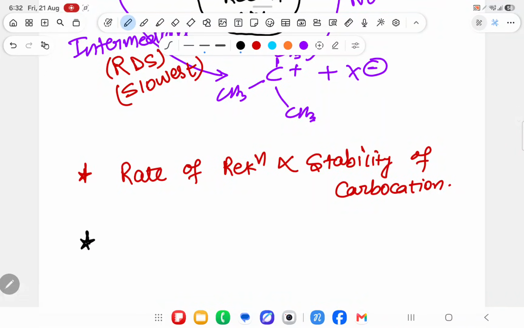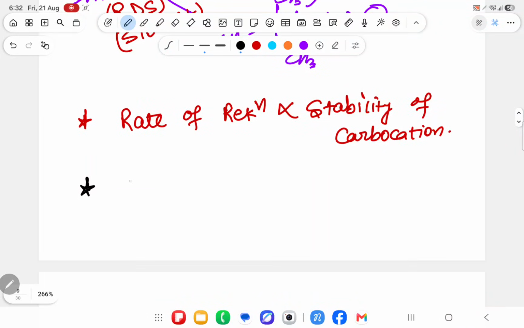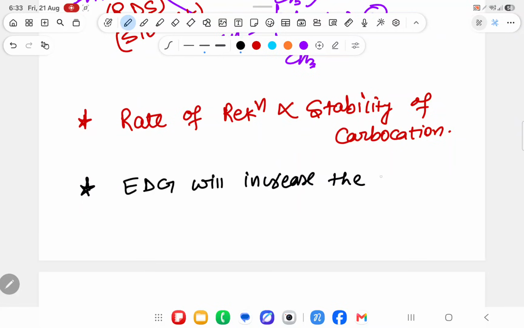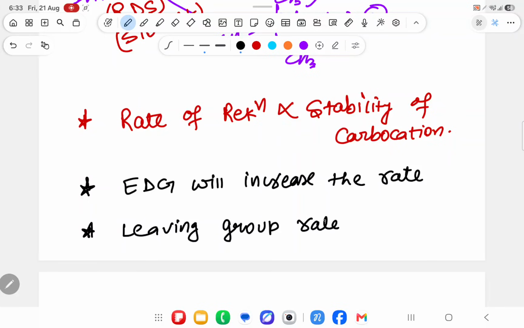In SN2, an electron withdrawing group will increase the rate, but in SN1, an electron donating group will increase the rate. You have to remember that part, because sometimes they will ask which of the following will do SN1, which of the following will do SN2. Next important point: for the same leaving group, the rate will be good in the order iodine, then bromine, then chlorine, then fluorine.